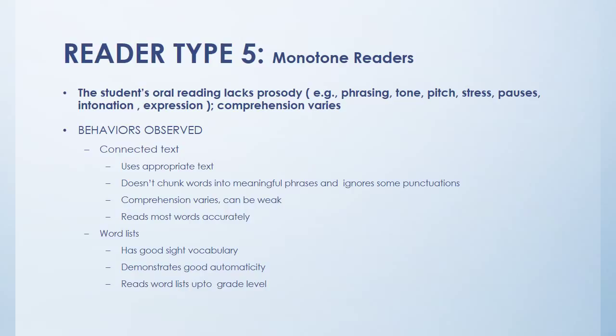Type 5 readers. They are also known as monotone readers. These readers' oral reading lacks prosody and their comprehension also varies. The behavior observed is they don't chunk words into meaningful phrases, but they are able to read most of the words accurately.